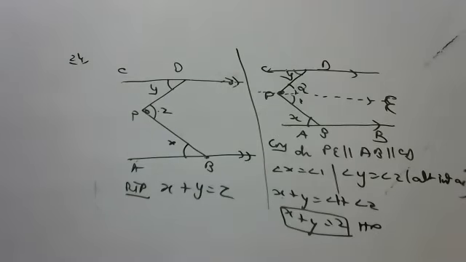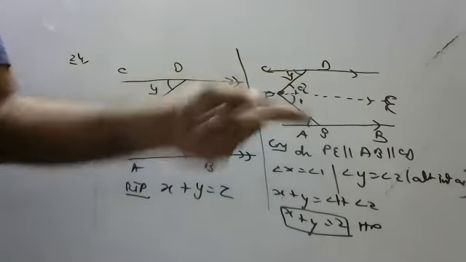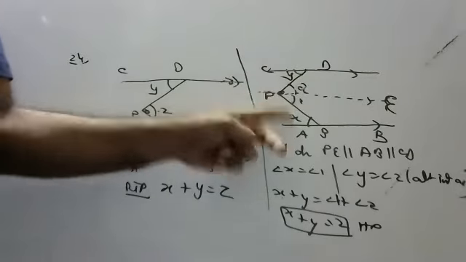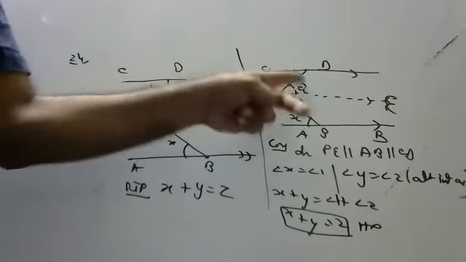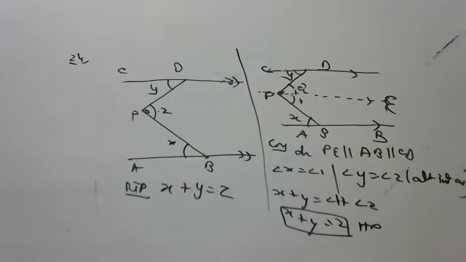That's it, children. I hope you are comfortable and understood. Okay, children, those who didn't understand, I'm saying again. I'm drawing a parallel line here. y is equal to angle 2, alternate interior angles. x is equal to angle 1, alternate interior angles. x plus y is equal to 1 plus 2, and 1 plus 2 is Z. Please copy fast.